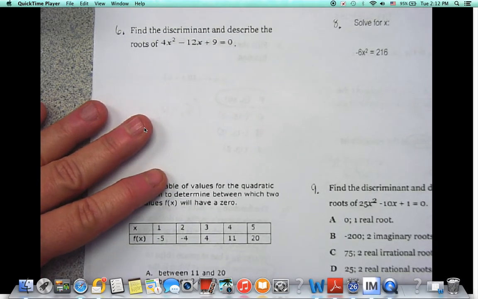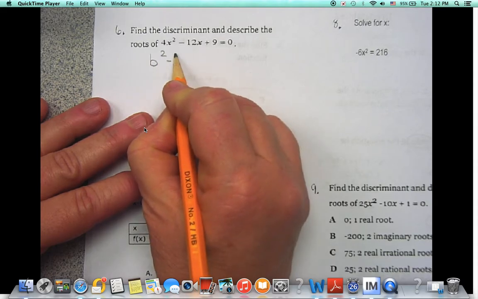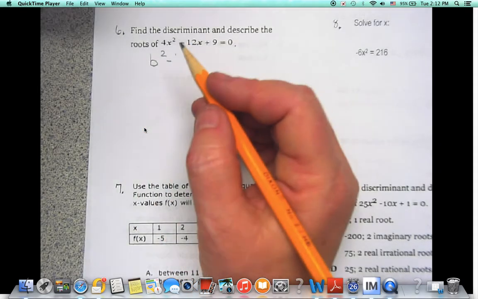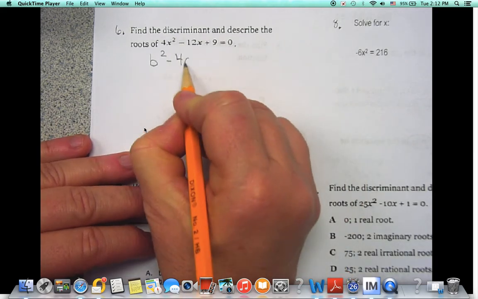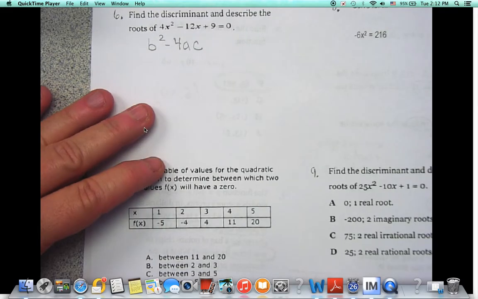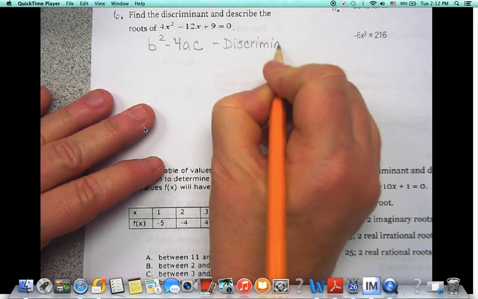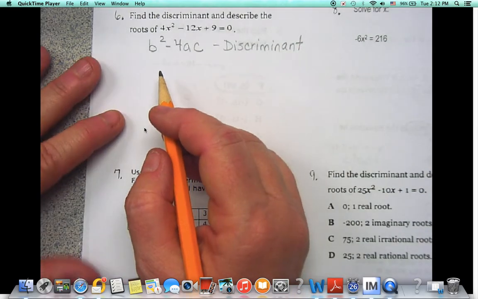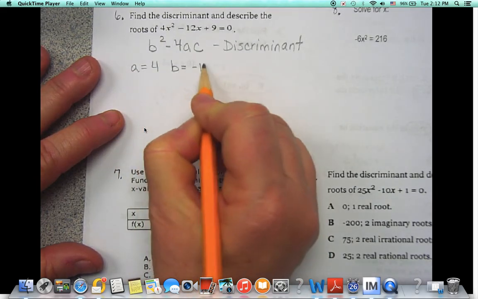Find the discriminant and describe the root. So the discriminant is b squared minus what? B squared minus 4ac. That's the part that's underneath the square root. That's called the discriminant. B squared minus 4ac. So what is a, what is b, and what is c?